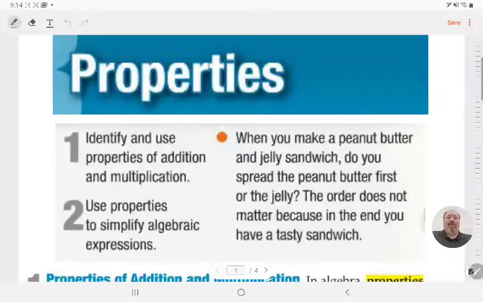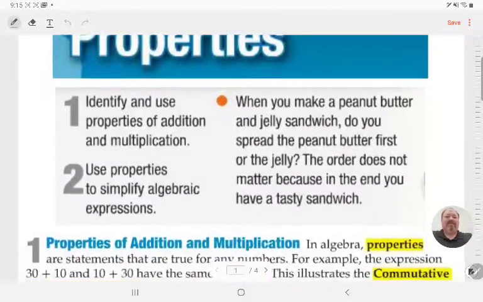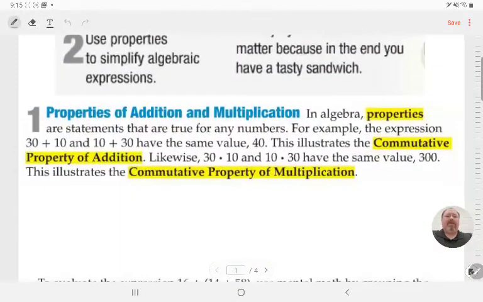So, when you make a peanut butter and jelly sandwich, do you spread the peanut butter first or the jelly? The order does not matter because in the end you have a tasty sandwich. Okay? So it doesn't matter whether you do the jelly or the peanut butter, it still goes together. Doesn't matter. Okay? And that's what we're going to be kind of talking about with properties. So let's talk about the properties of addition and multiplication.